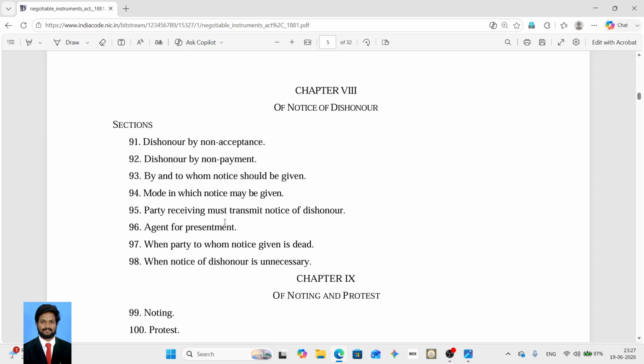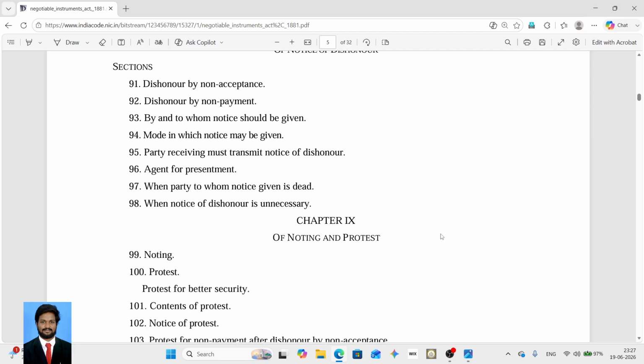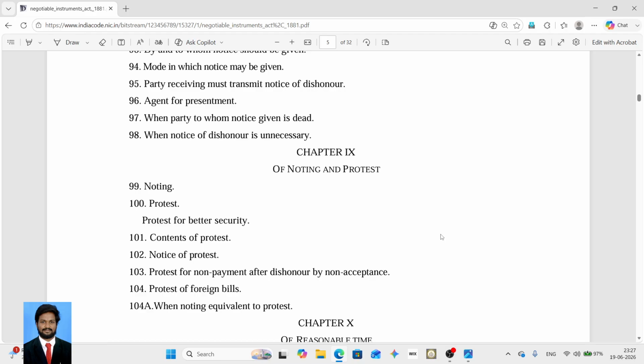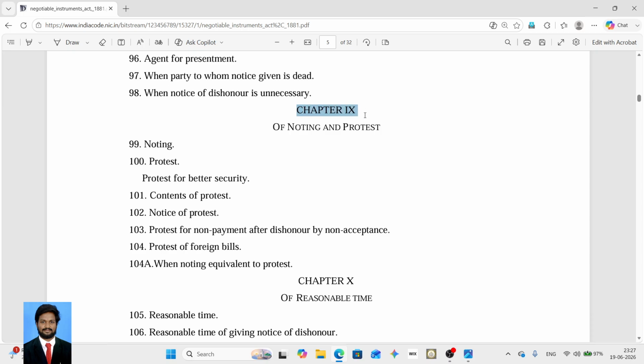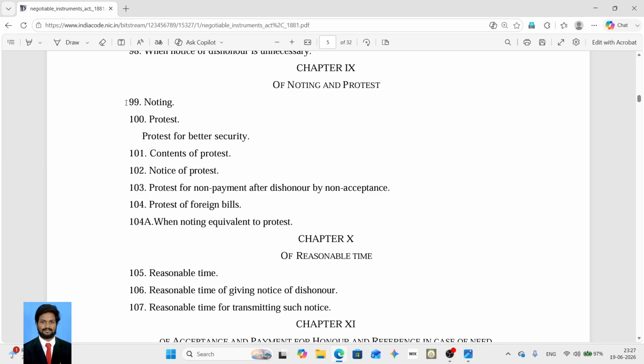95 party receiving must transmit notice of dishonor. 96 agent for presentment. 97 when party to whom notice given is dead. 98 when notice of dishonor is necessary. Then go through chapter 9 of noting and protest. 99 noting. 100 protest for better security.